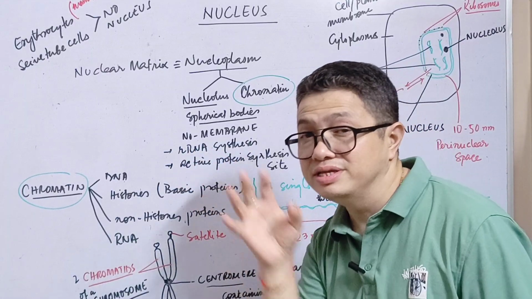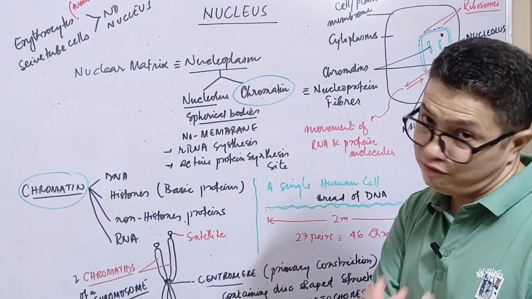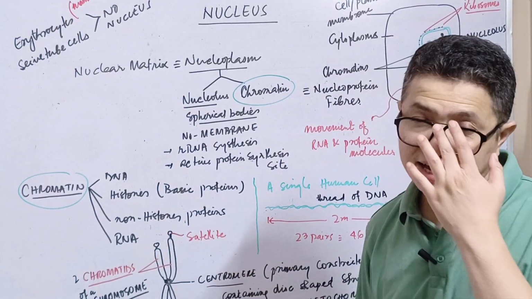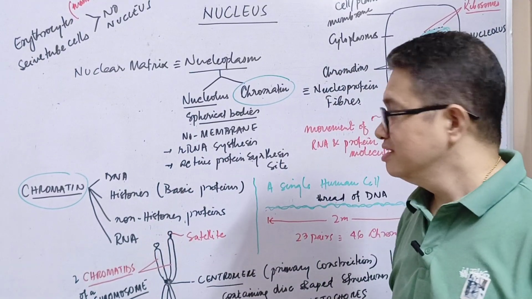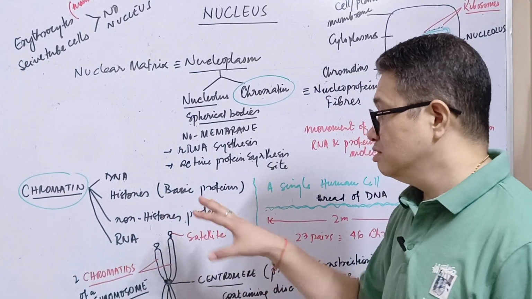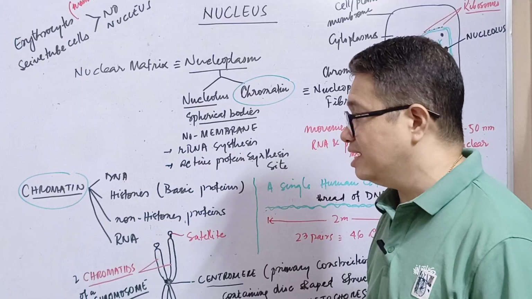There are four important things that are in the chromatin. The chromatin is made up of four important things. What are they? The DNA, deoxyribonucleic acid, the genetic material that we have in us. The histones, these are basic proteins. And again, non-histones, these non-histone proteins and RNA.